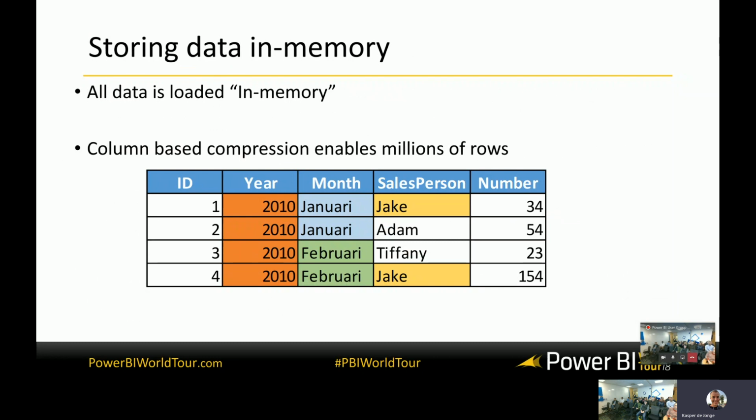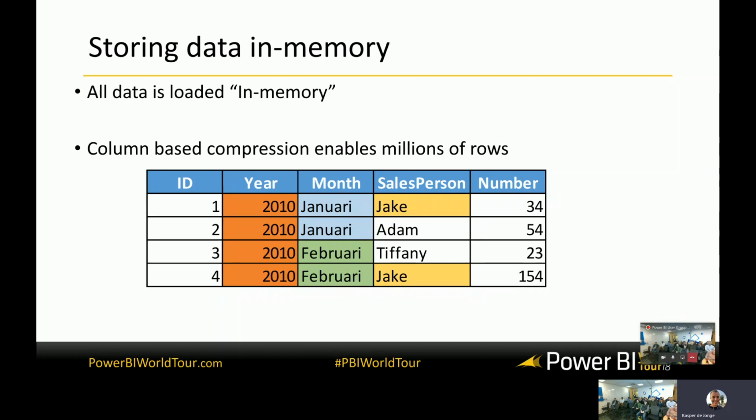And we have a column-based compression that enables, again, it's an old slide, so I should probably update it to billions of rows by now. But back then in 2010, this used to be millions of rows. But the way that it works is that imagine we have a table like this. We have IDs, we have years, we have months, we have a salesperson, and we have numbers.